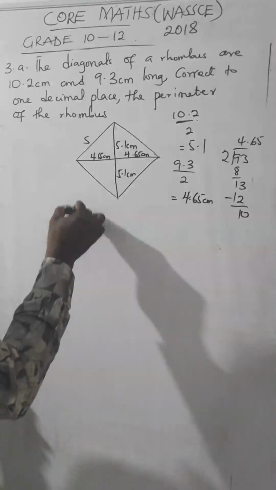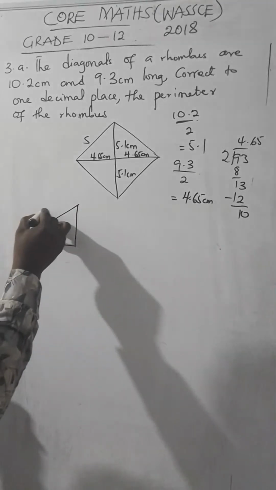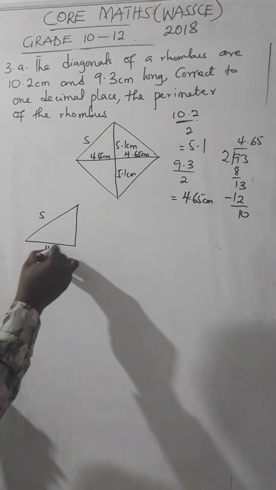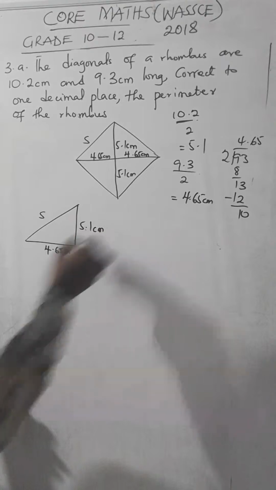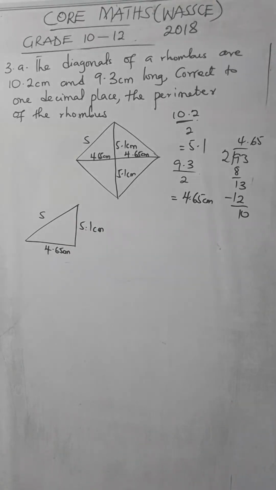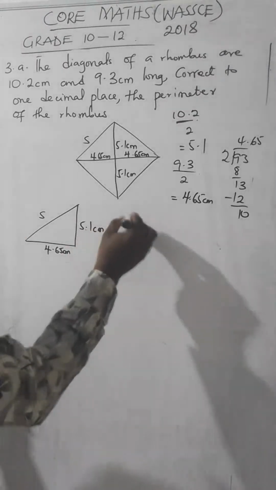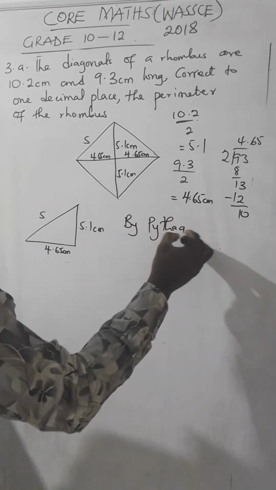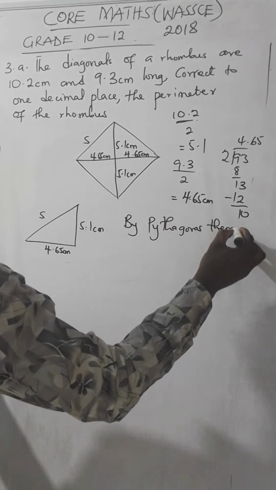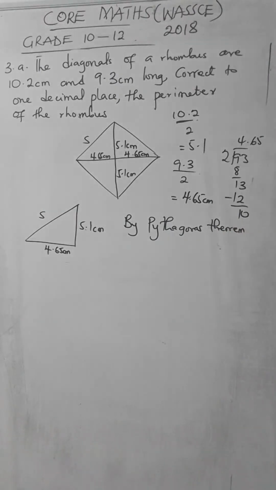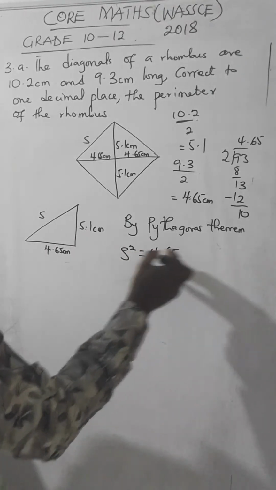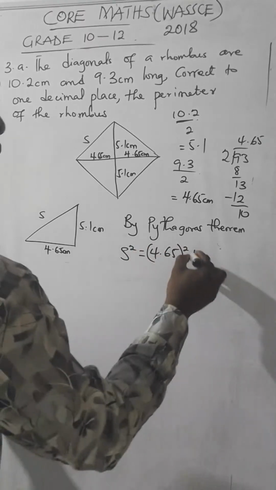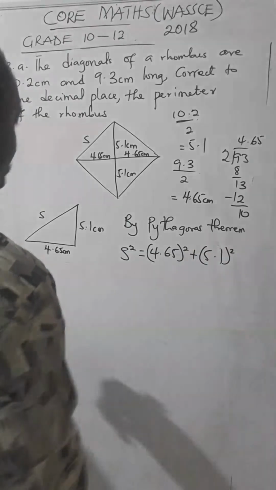Then I'll take this right angle triangle out, where I have my here to be S, and this 4.65 centimeters, and this will be 5.1 centimeters. Okay, so from here, by Pythagoras theorem, we have S squared to be equal to 4.65 squared plus 5.1 squared.